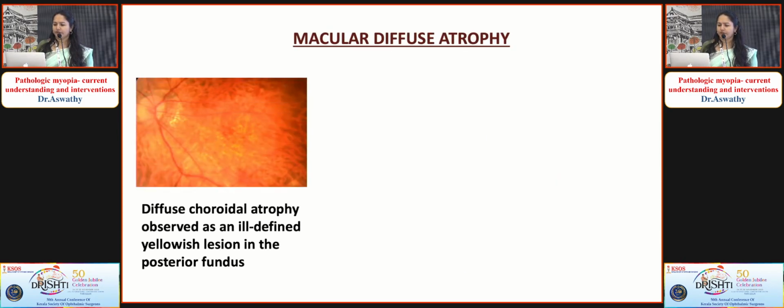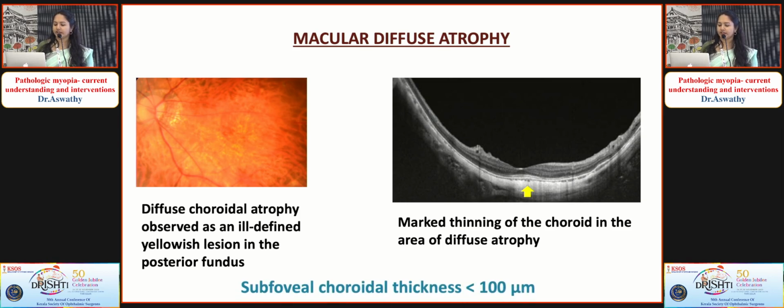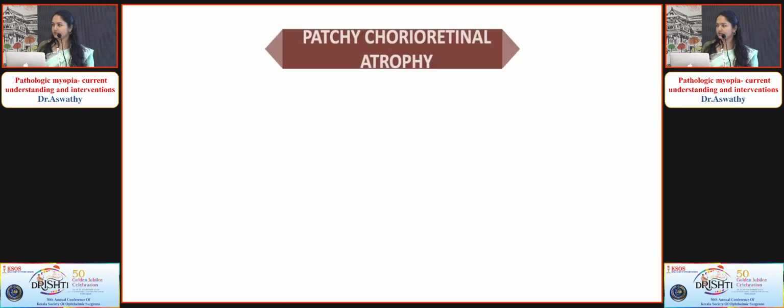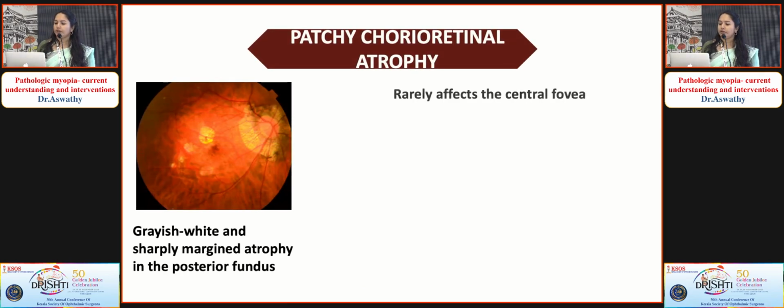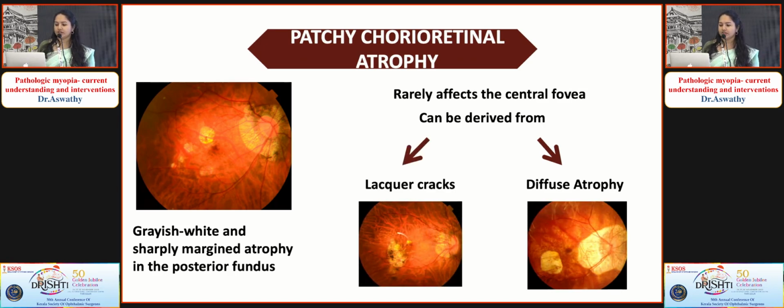Macular diffuse atrophy is often difficult to diagnose, especially in less pigmented fundi, and there will be marked thinning of the choroid in the area of diffuse atrophy. The subfoveal choroidal thickness will often be less than 100 microns. Patchy chorioretinal atrophy rarely affects the central fovea. It can be derived from either lacquer cracks or diffuse atrophy. When they are derived from lacquer cracks, it's almost longitudinal, and when derived from diffuse atrophy, it's almost circular.